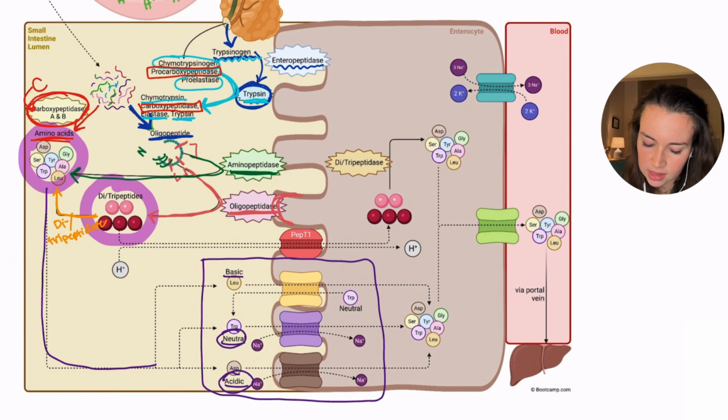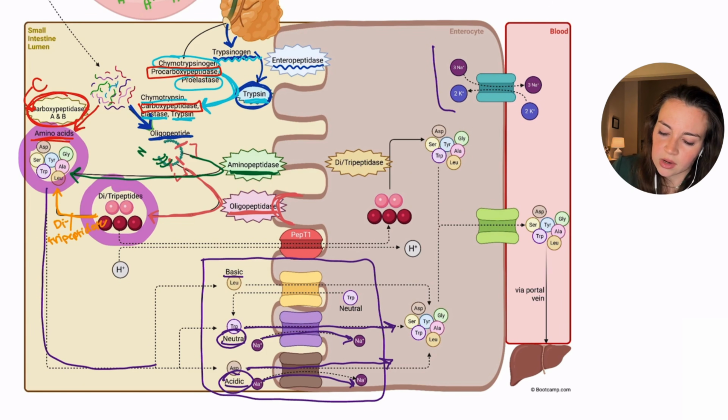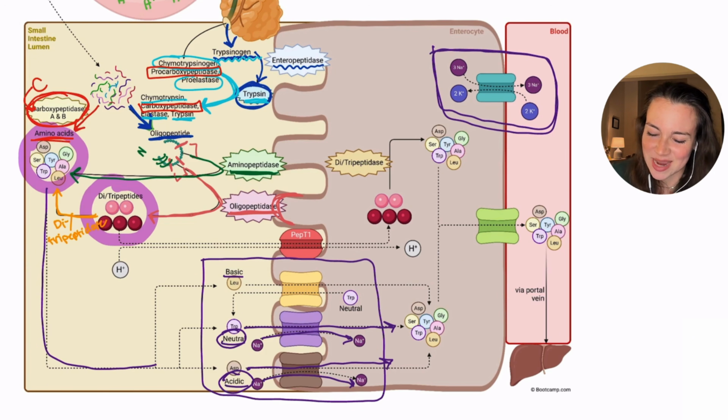Neutral and acidic amino acids are going to enter the enterocyte via sodium-coupled channels. So you can see here how sodium is coming in along with it. If you see over here in the diagram, we have a sodium-potassium pump, our favorite staple of biochemistry, that is actively using ATP to push sodium out of the enterocyte.